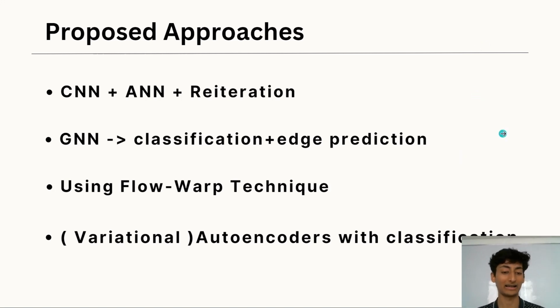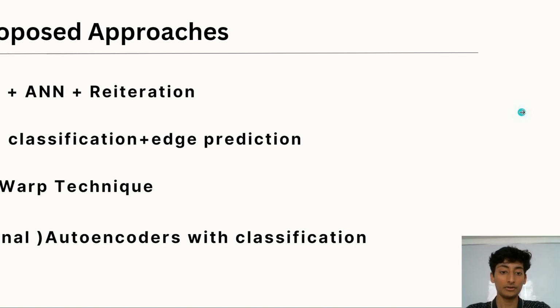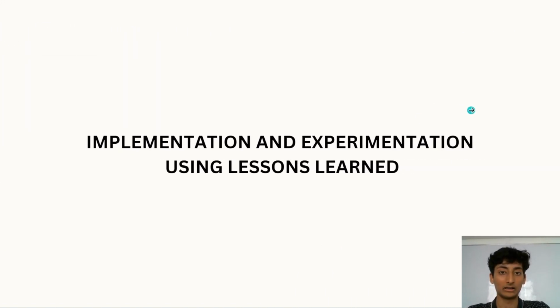And the last that we tried was using variational autoencoders for classification. VAE is actually used for generating images, if you think of that. But I had some experimentations in my mind, and that's why my team and I experimented on using VAE for classification. So let's move further, and I'll now start talking about the implementation and the experimentation, and the lessons that we learned on the way using all of these approaches and the loss functions and everything else.